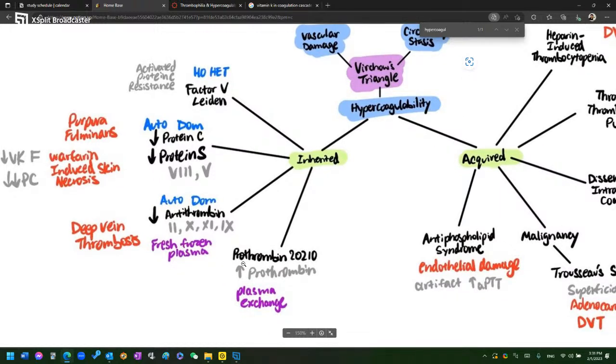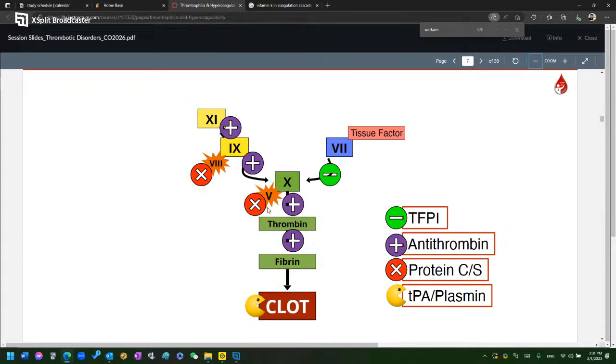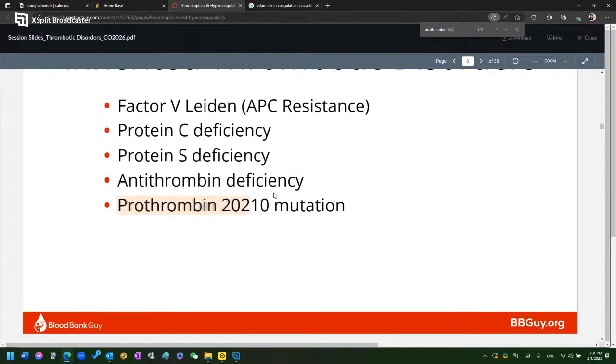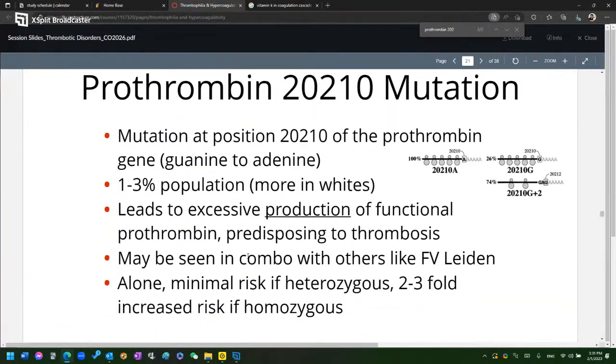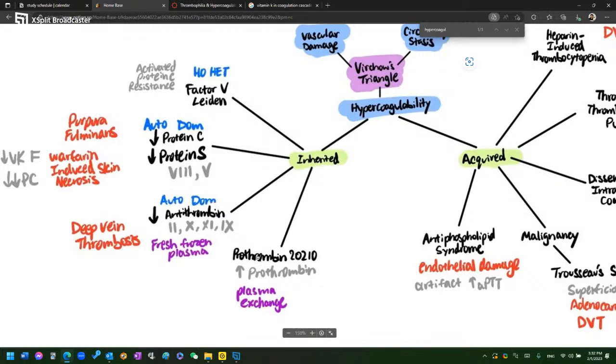And then we could also have something called prothrombin 2210, where we just have more prothrombin. It's a mutation, and you'll have a lot of prothrombin. And so the way to treat that is we'll do plasma exchange with somebody who has normal thrombin levels, and then they won't clot as easily.